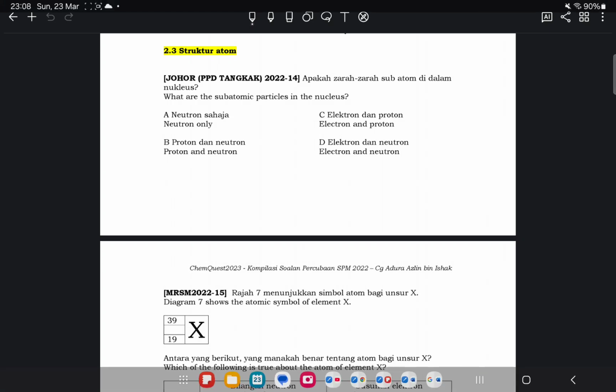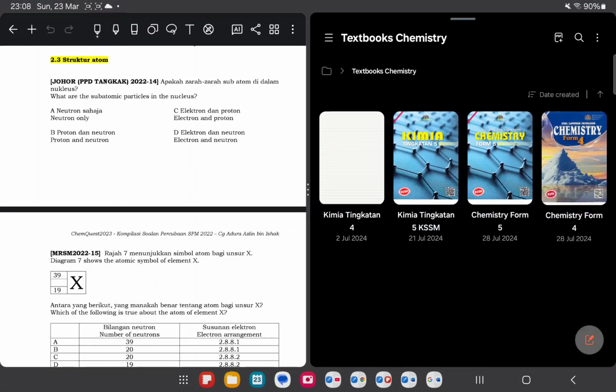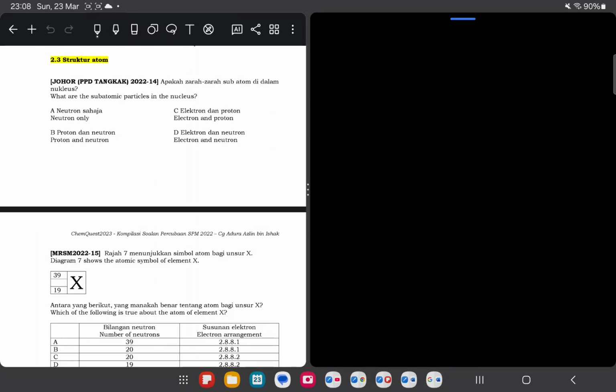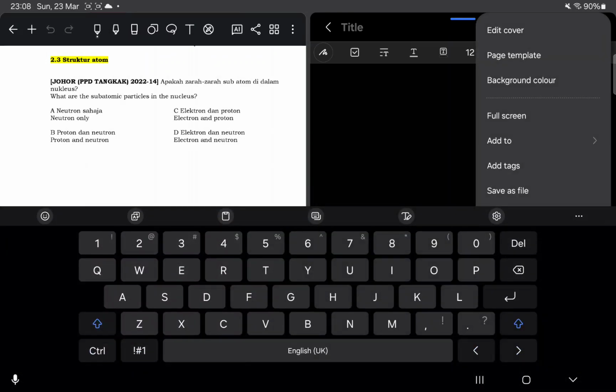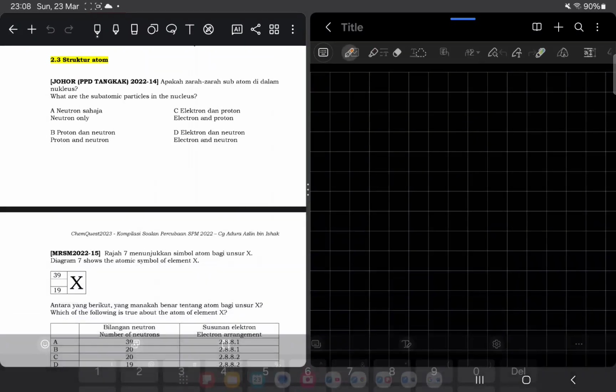Before I proceed with the questions, unlike other videos, I want to give some notes for this particular chapter. I want you to write first without questioning anything. Later you will know the usage of each thing. All right, so I use this template.